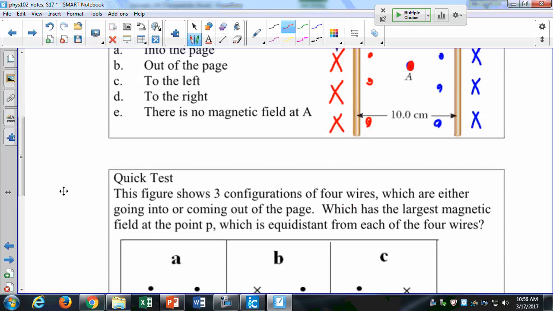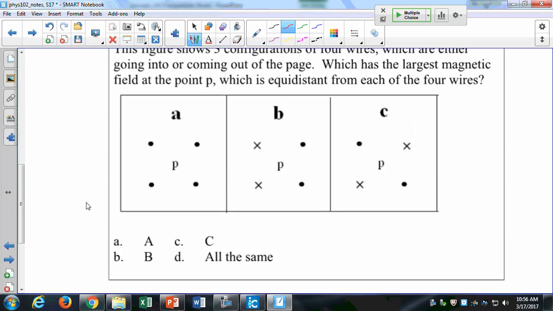Good job. Let's try this next one. All right, which of these has the largest magnetic field at point P? These get a little arduous. If I give you one like this on the test, I'll try not to give you 12 wires that you have to do. I'll give you a few. But which of these gives you the largest magnetic field at point P?